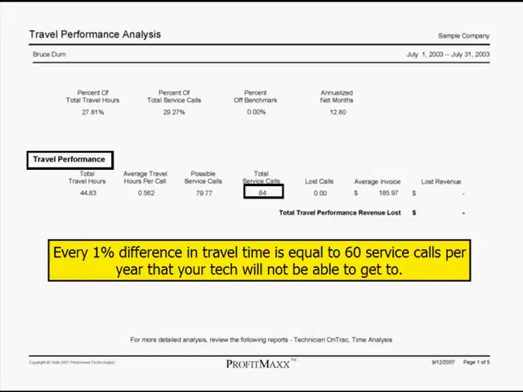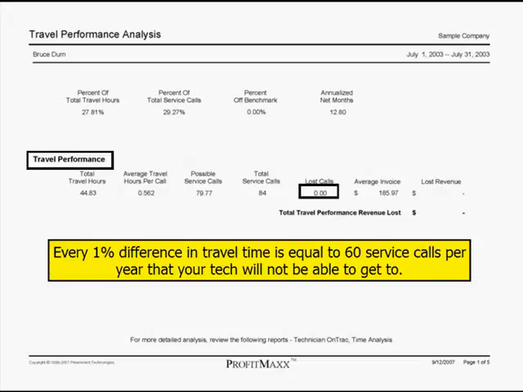The total service calls is the actual number of calls that Bruce took this month. Bruce actually took 84 calls. So in this case, he outperformed our expectation. If, on the other hand, he had only made 74 service calls, he would be underperforming.